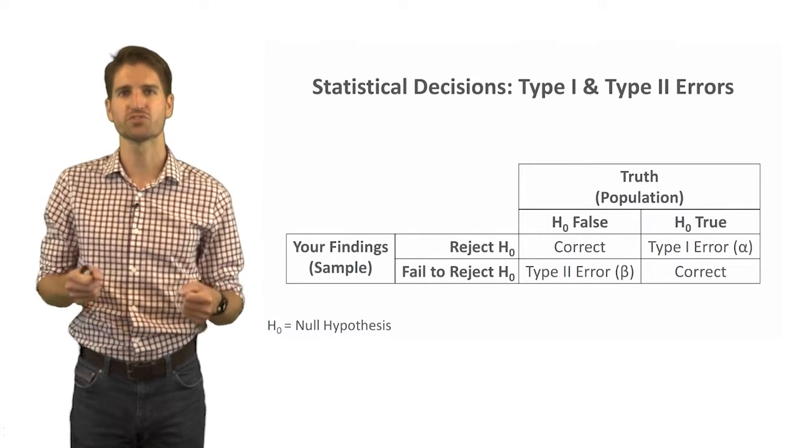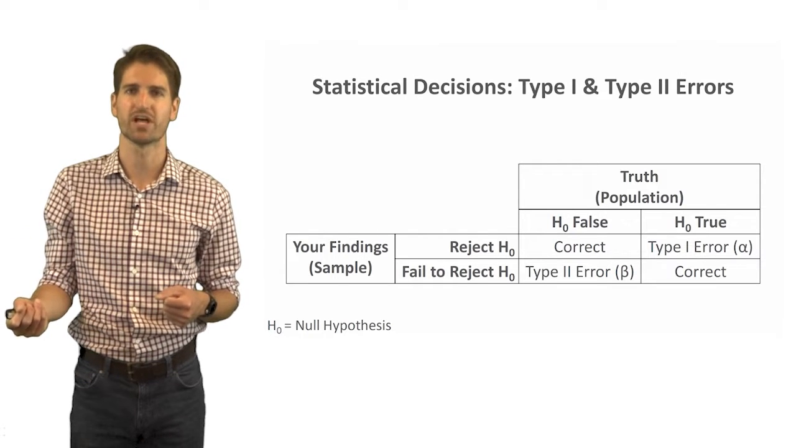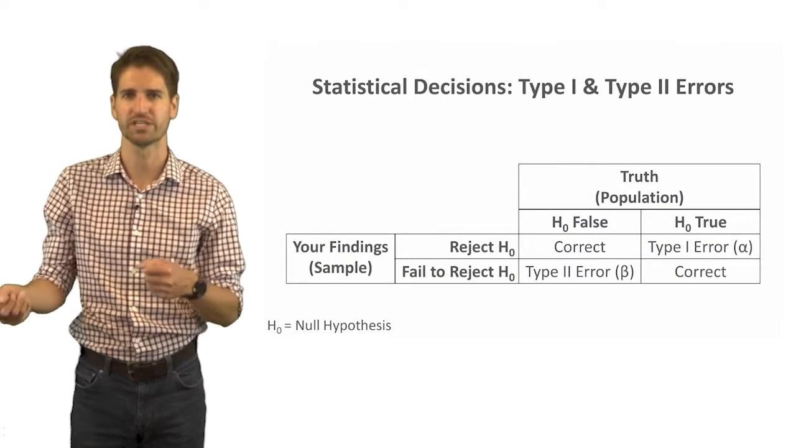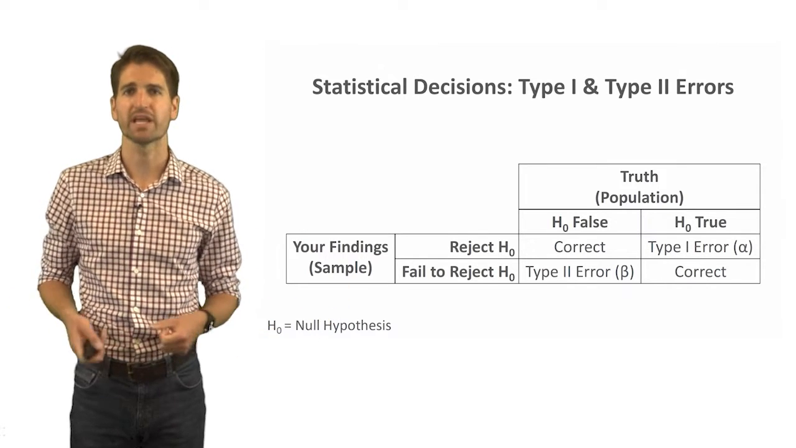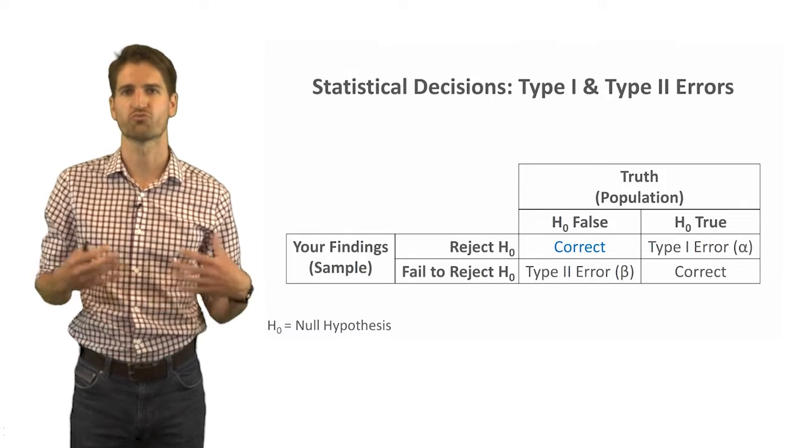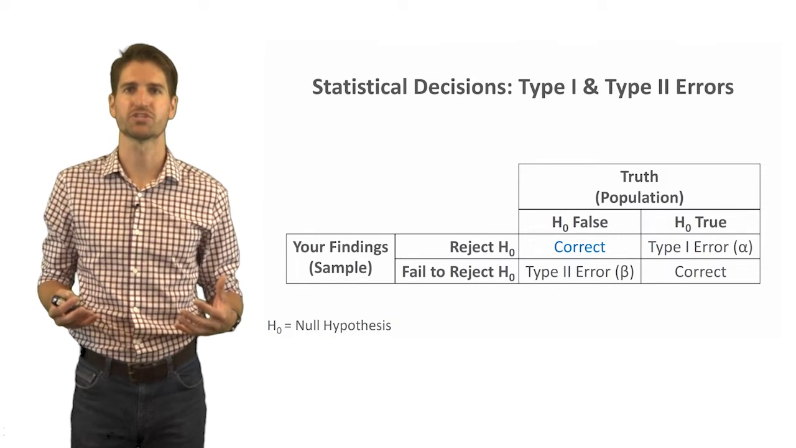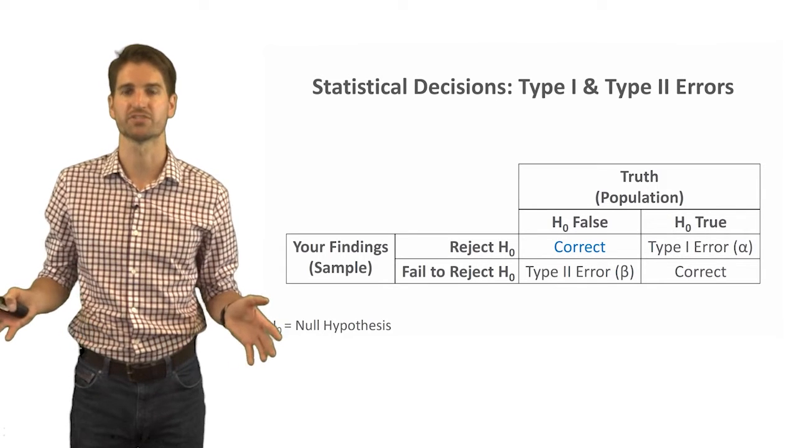But really, when it comes to making statistical decisions, we're weighing, well, what is the truth in the underlying population, which we'll never fully know, and what did you find in your particular sample? And so let's start with the first quadrant here. So if we make a correct statistical decision, it might be that in the underlying population, the null hypothesis is false.